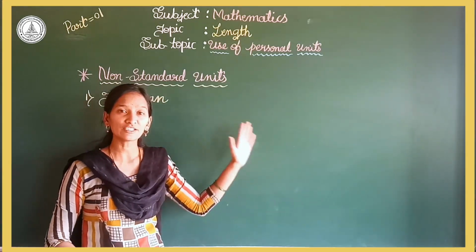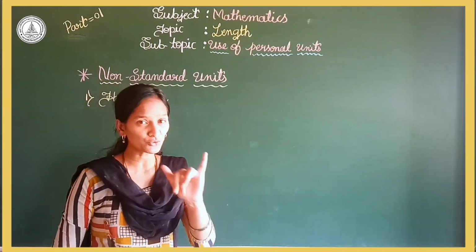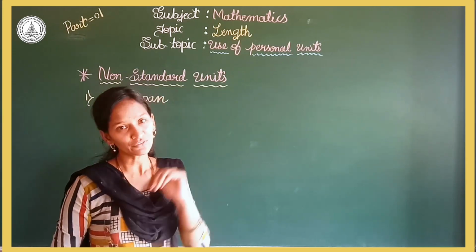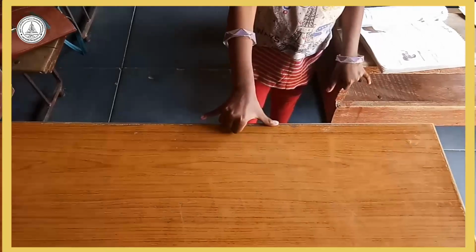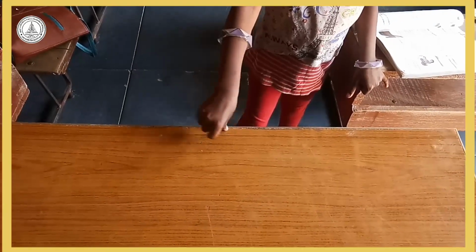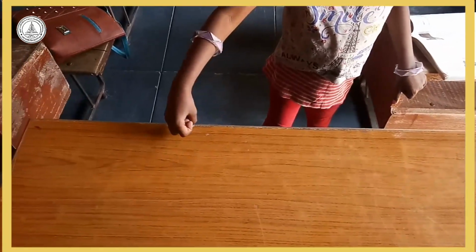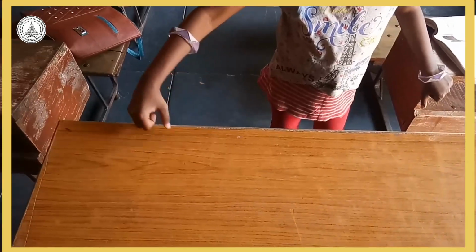Students, can you measure the length of one side of this table by using hand span? All of you look here. Students, let's see what happened. See, 1, 2, 3, 4, 5, 6. Its length is 6 hand spans.